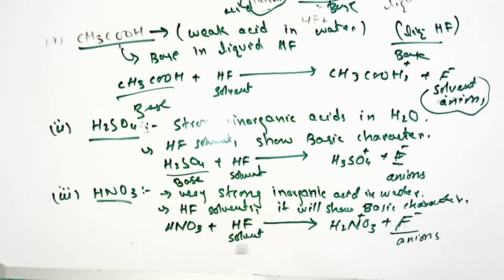So according to solvent concepts of acid and base, those substances that furnish the anion of the solvent will act as a base. So HNO3 will be considered as base. These all are the characteristics or properties of the HF solvents. I hope this point will be clear.